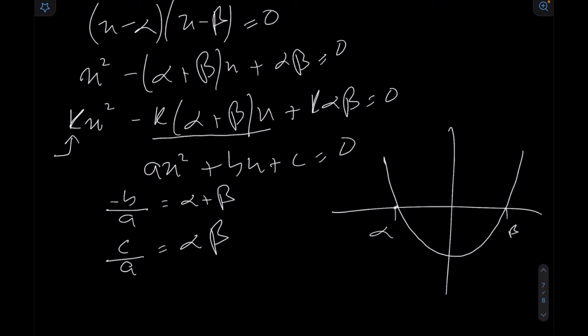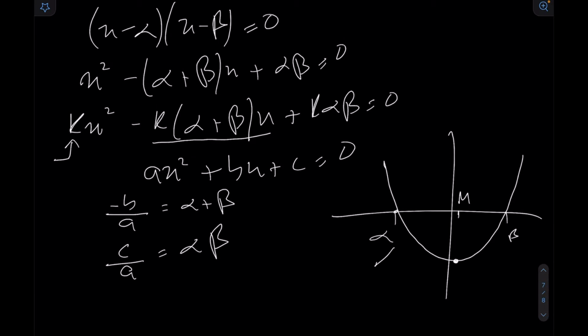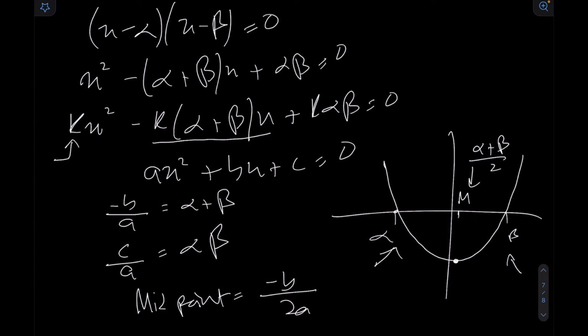It would be useful to us if we started to look at the midpoint of the 2 roots. So the midpoint might lie somewhere over here, and by the way, the midpoint would also turn out to be the x value for the turning point, but that's irrelevant. If you look at the midpoint, well, the midpoint is the average between these 2 roots. The average is found by alpha plus beta over 2. In other words, the midpoint is minus b over 2a, right?